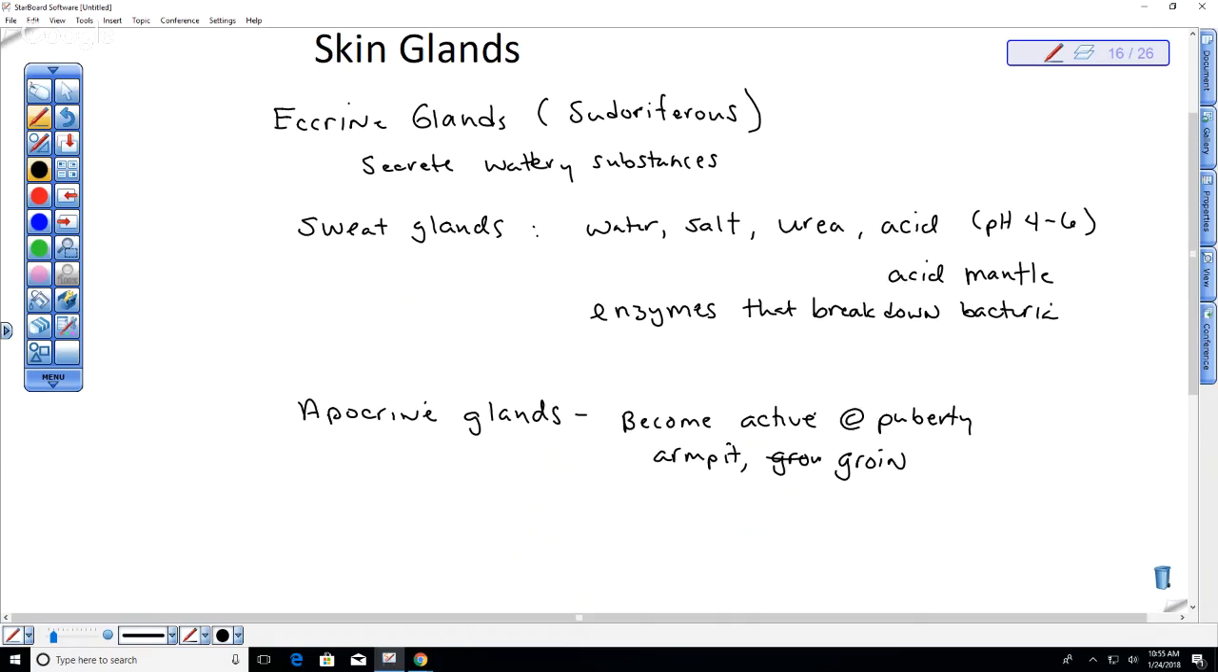So these apocrine glands secrete water, but they also secrete proteins. And these proteins might be pheromones. So pheromones are chemicals that are used to communicate from one individual to the next. So people tend to have distinctive smells to them, right? And you could be attracted to somebody's distinctive smell, or you could be repelled by somebody's distinctive smell.